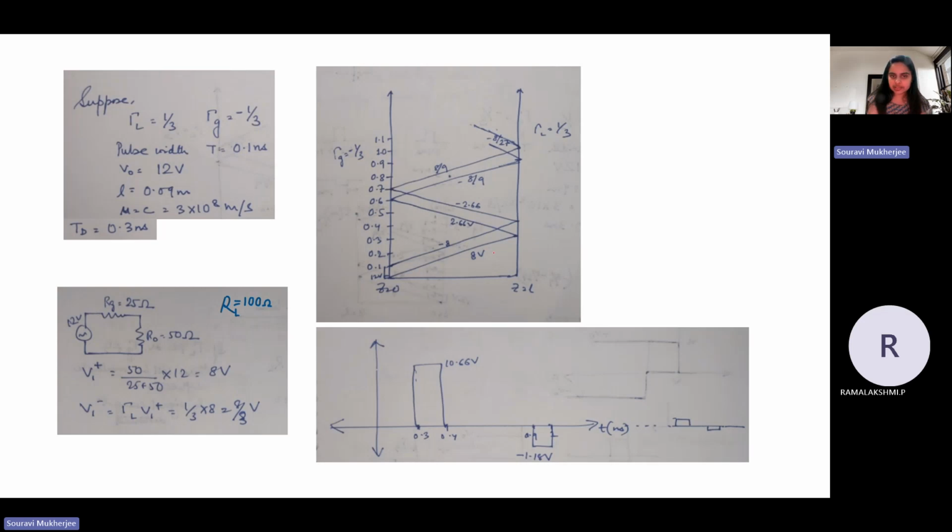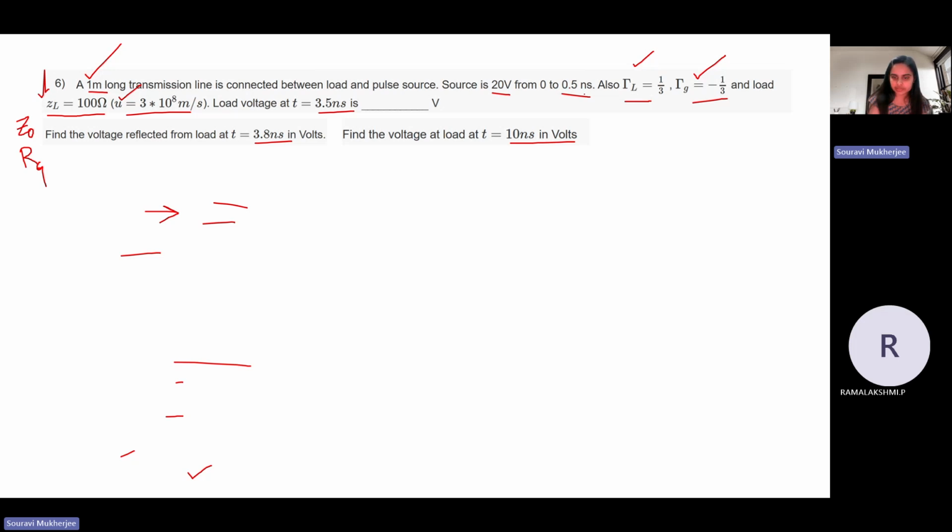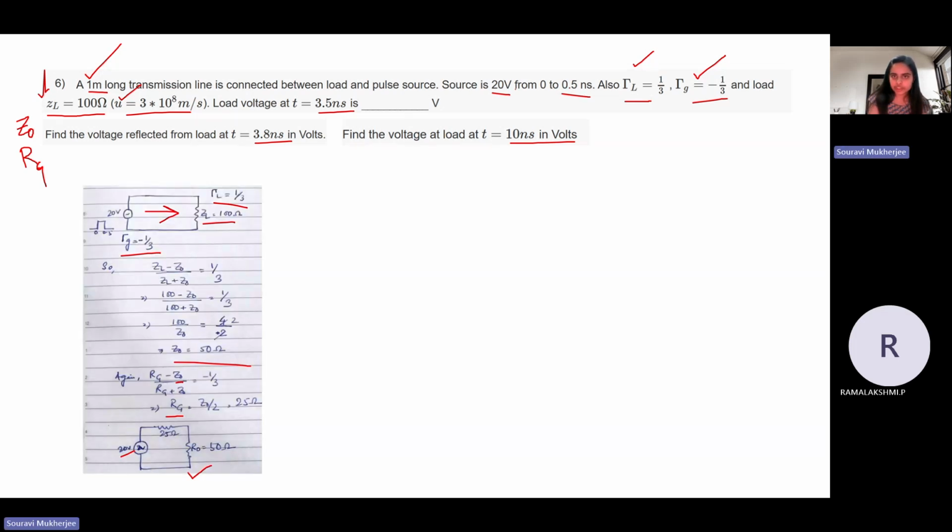Understood, right? And similarly, when you start after 0.5 nanosecond, what would happen? You would have a minus 20 volt. And then minus 20 volt will also get transmitted in the same ratio, 50 by 75 into minus 20. That's your signal that will be propagating from 0.5 to the time that is taken. So what is the time TD? TD will be given by 1 meter and then you have U, right?